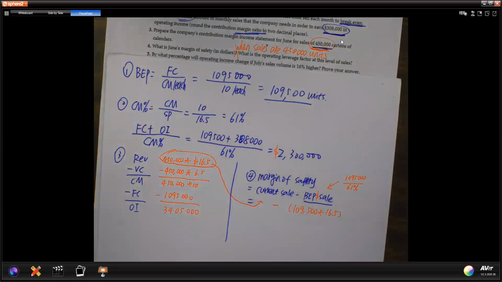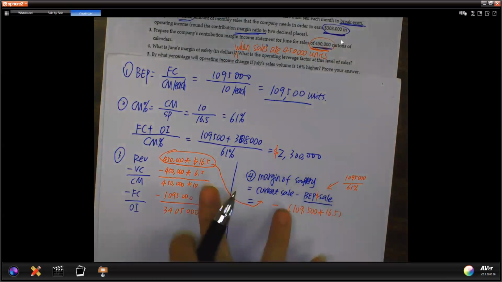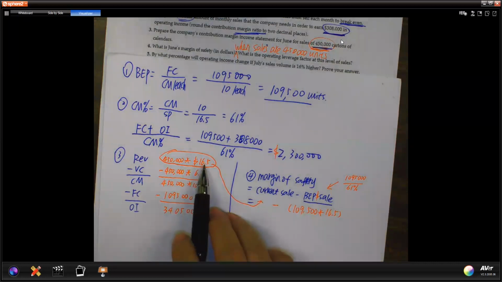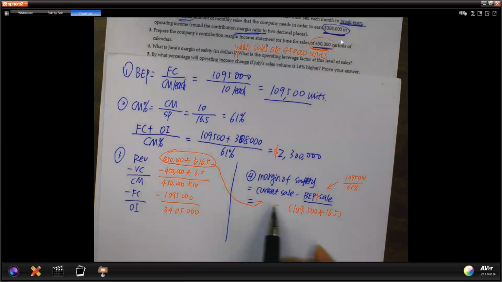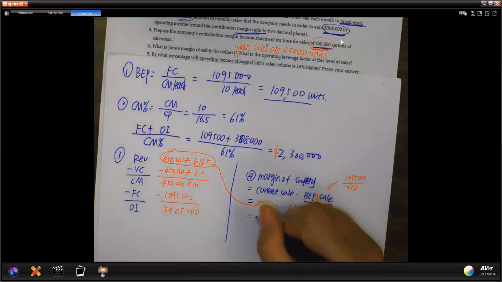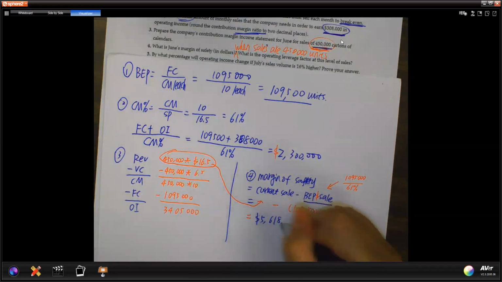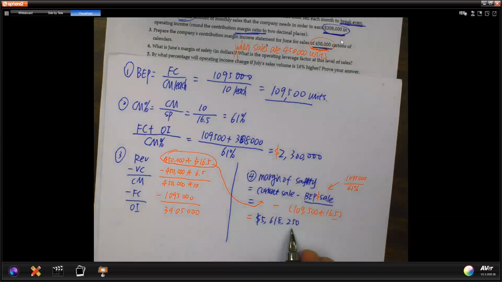In the exam, I'm not going to give you a very awkward number. But this one, maybe there is a rounding problem. The solution used sales minus your units times the selling price. If you do this one, you should be able to get a margin of safety of $5,618,250. So that means your sales can decrease by 5.618 million before you start losing money.